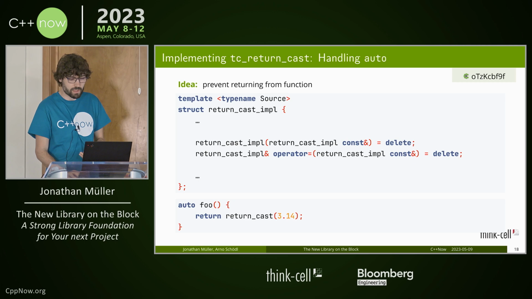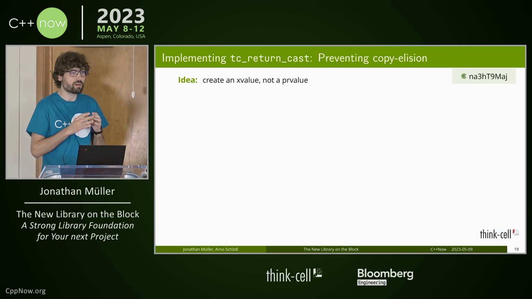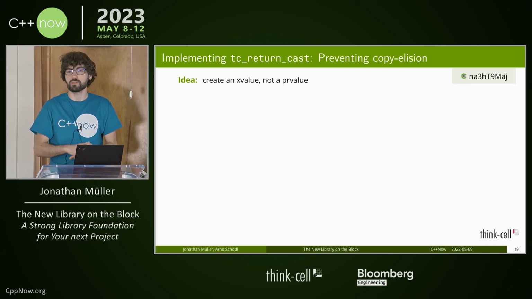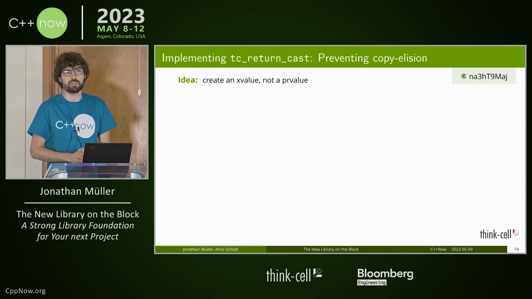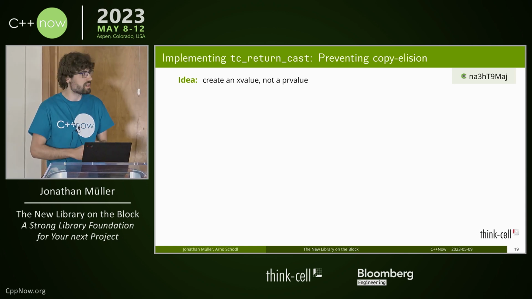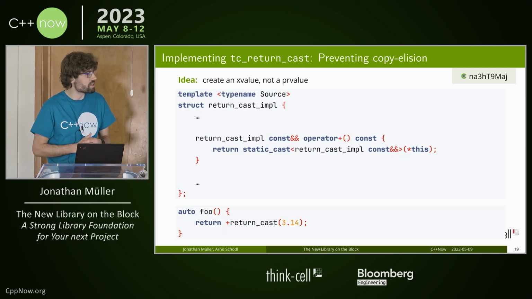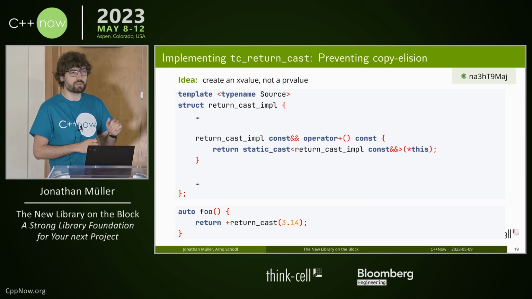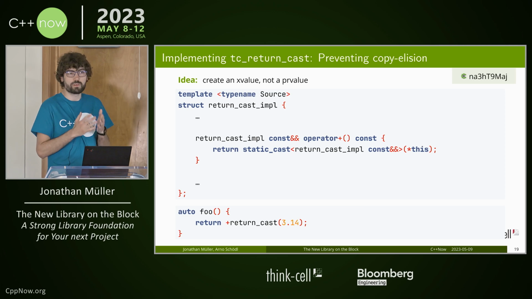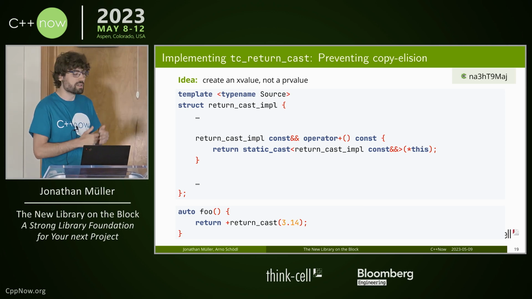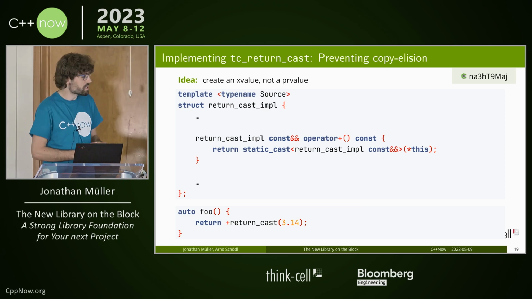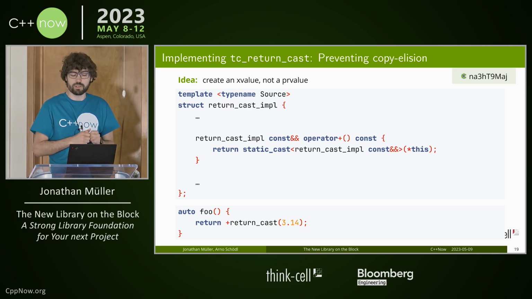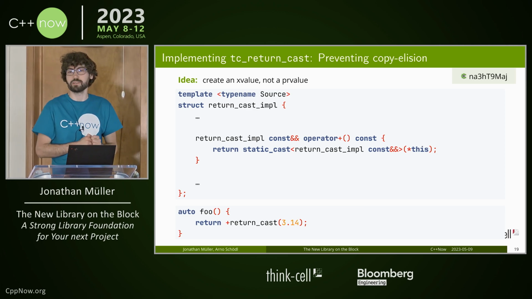Well, copy elision requires a PR value. So if we somehow turn our PR value into an X value, we're no longer allowed to do copy elision. The compiler has to invoke the copy constructor, which will cause an error. And one way to do this is to call move or static cast it to an R value reference, but that's quite a bit to type. So instead we can overload the unary operator plus to do the cast for us. And now when we do plus return cast, this will be an X value. To return an X value, the compiler has to invoke the copy constructor, which is deleted, so we get a compiler error. So just to remember, if you want to get an error in case you forgot to specify the type, just be sure to remember that you write this little plus in front of the return cast.